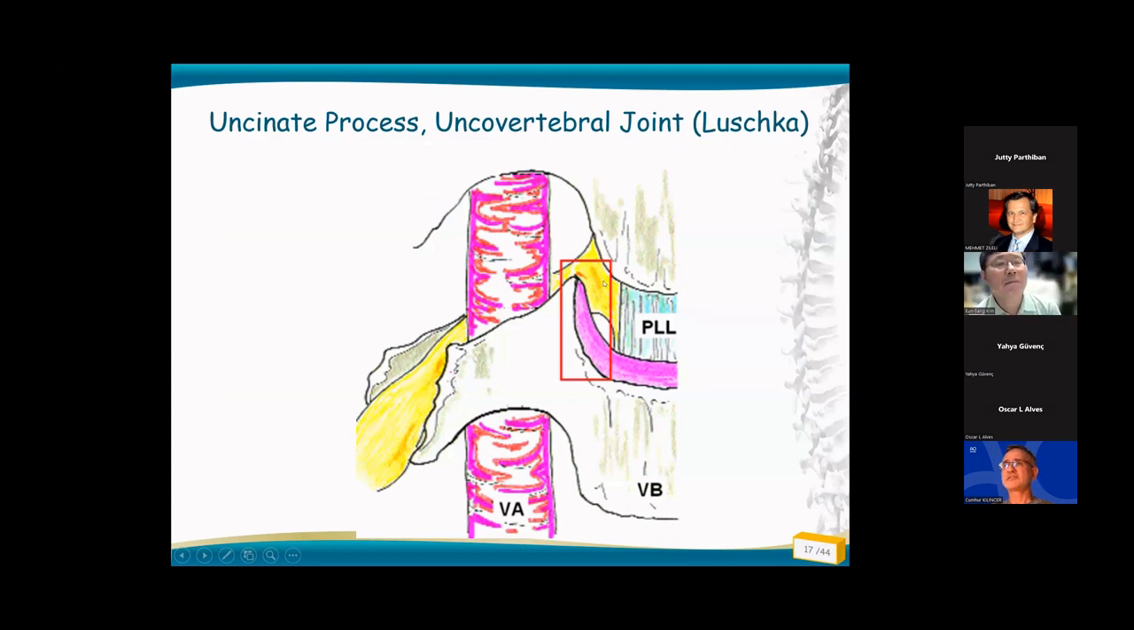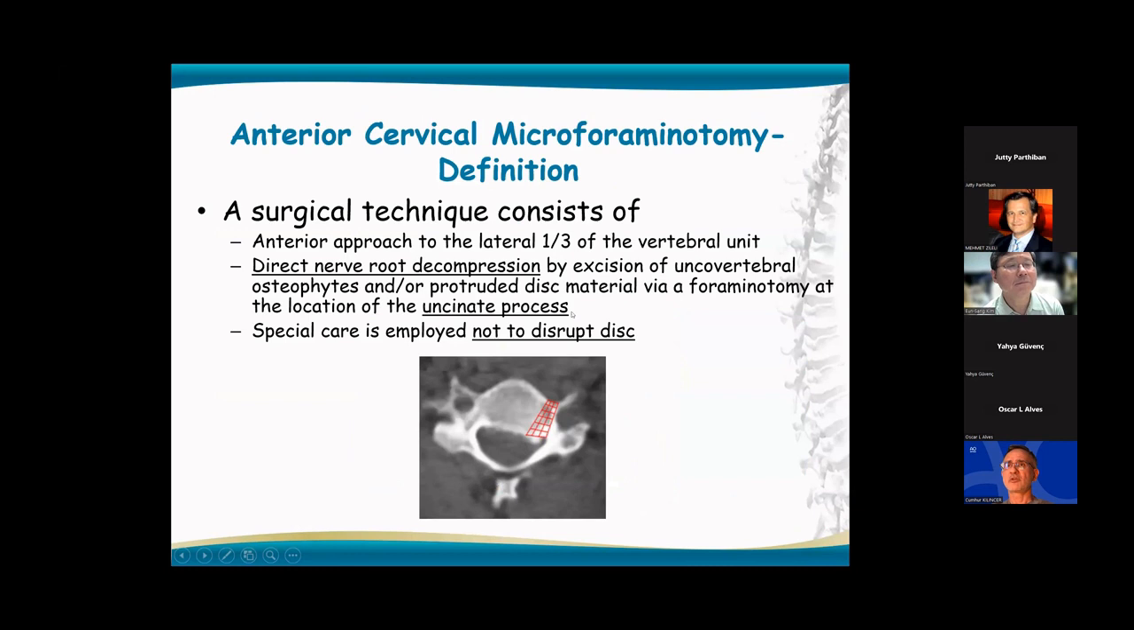Lateral disc herniations and uncovertebral osteophytes involve that area, which is in the neighborhood of the root. So if you remove that area, you will decompress the root. This is the principle of anterior foraminotomy.